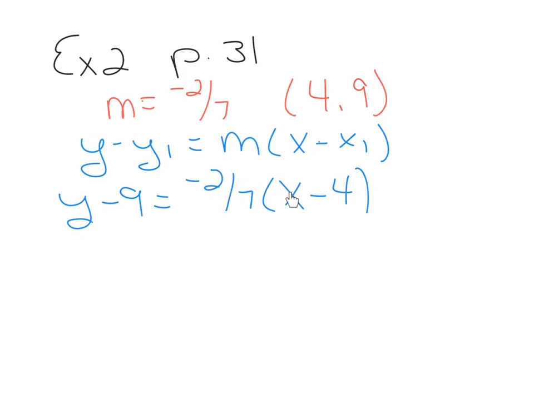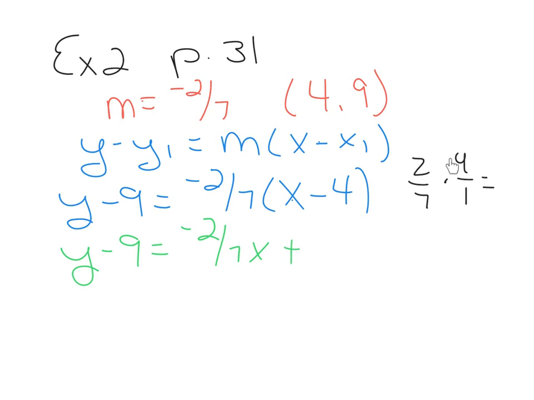And now the next step is to distribute. And I know fractions are not your favorite thing, but you got to learn to work with them. Y minus 9, when we distribute negative 2/7 times x, of course, it's just negative 2/7 x. And then when we distribute this negative times this negative, we'll get a positive here. And I'm going to take this off to the side. And this is the only time I'm going to do this for you guys. 2/7 times 4 over 1. Top times top, bottom times bottom makes 8/7. So this will be 8/7 here.